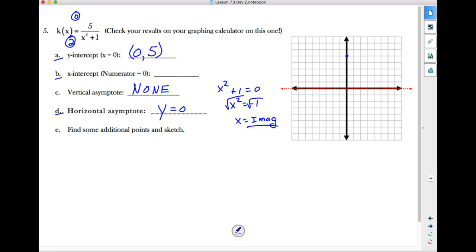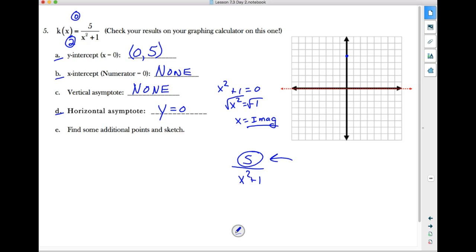And x-intercepts, well, hey, when I have 5 over x squared plus 1, there's no way to get that numerator equal to 0. Therefore, there will be no x-intercepts either. So I'm going to say none there, because it takes a 0 up here to make a fraction equal 0, and that's impossible. 5 can never equal 0.